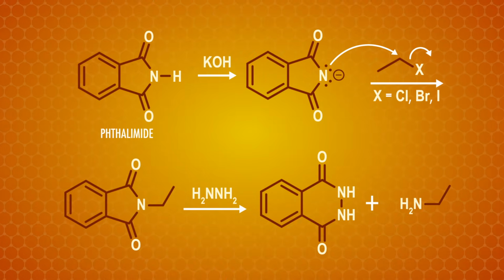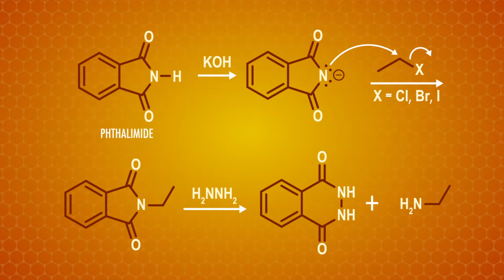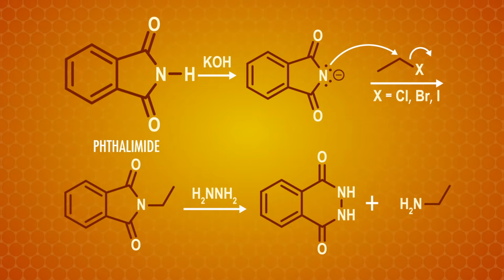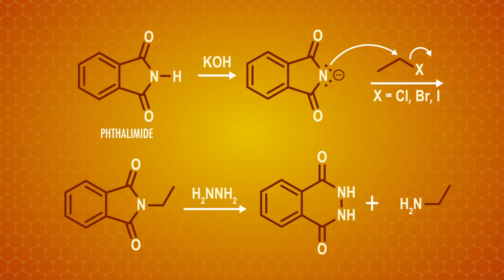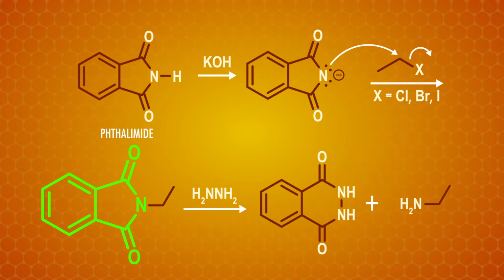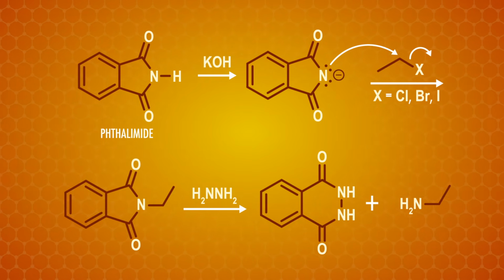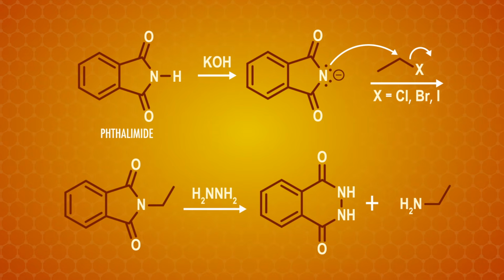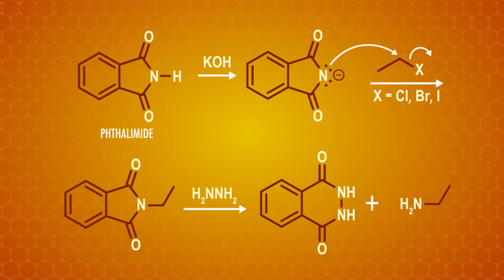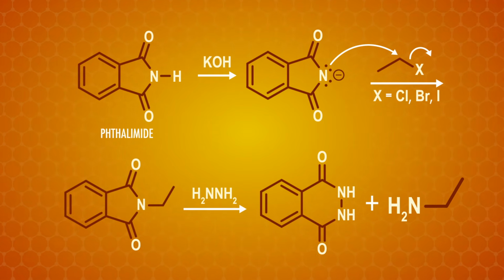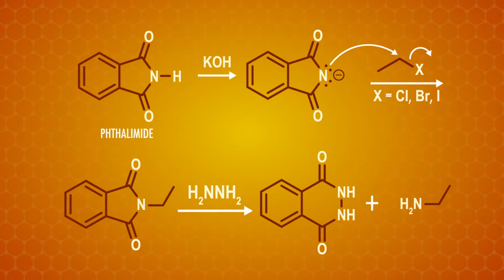A third method is named the Gabriel synthesis after its discoverer. This uses the compound phthalimide to add nitrogen, and it's pretty cool because it adds a built-in amine protecting group at the same time. We actually saw this protecting group in our penicillin synthesis in episode 33. To remove that and get our primary amine, we can react the compound with hydrazine.